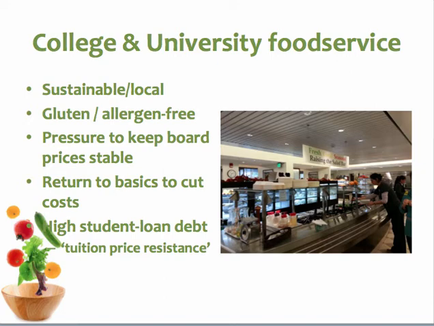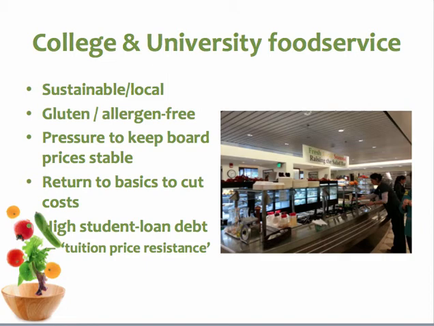In college and university food service, some of those same trends are exactly those that are in place. We see great interest in sustainable and local foods. There is significant interest in gluten and allergy-free or allergen-free, again, for those with genuine, real allergies, as well as for those that are just interested in eliminating a particular food group from their diet.